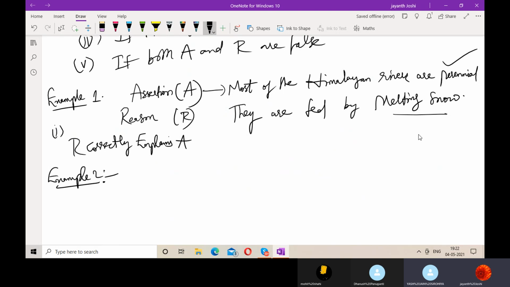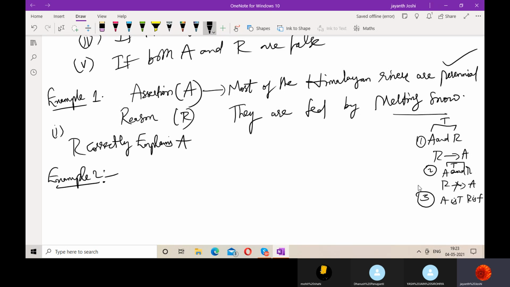I'm writing a shortcut here. Both A and R are true, and R is the explanation of A. First one. Second one is what? A and R are again true, but R is not the correct explanation of A. A is true, R is false. A is false, R is true. Both A and R are false.